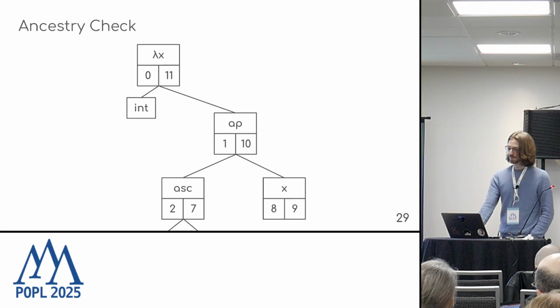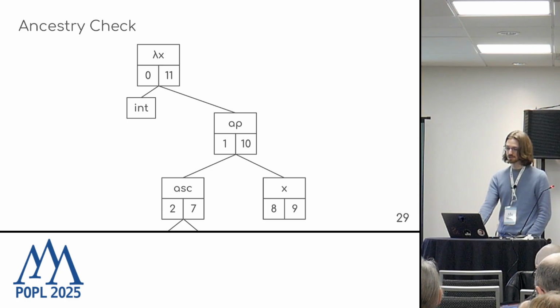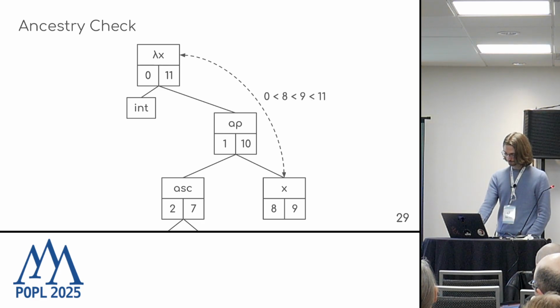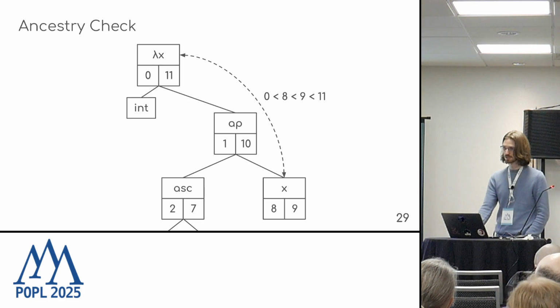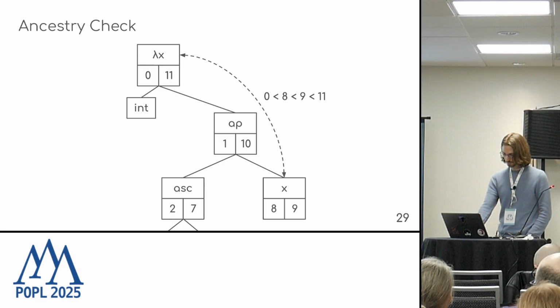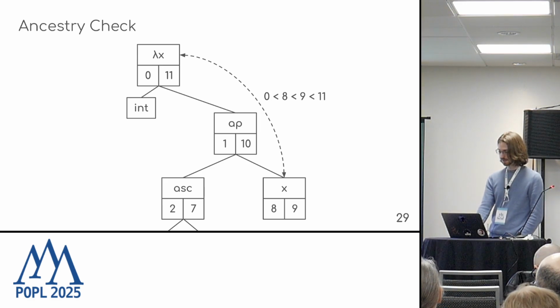So one idea for at least checking ancestry is, say we had on each AST node an interval of numbers, such that containment of intervals corresponds to the ancestry relation in the AST. So in this case, lambda x is an ancestor of x because the range 0 to 11 contains the range 8 to 9. And then we can check ancestry efficiently by just comparing these four numbers. So that's an idea, but it raises more questions than it answers, actually.